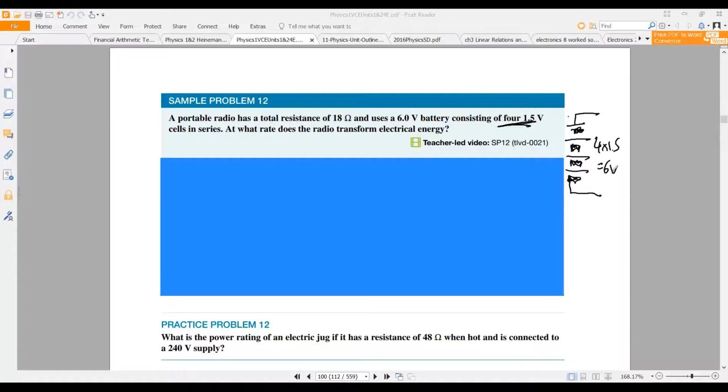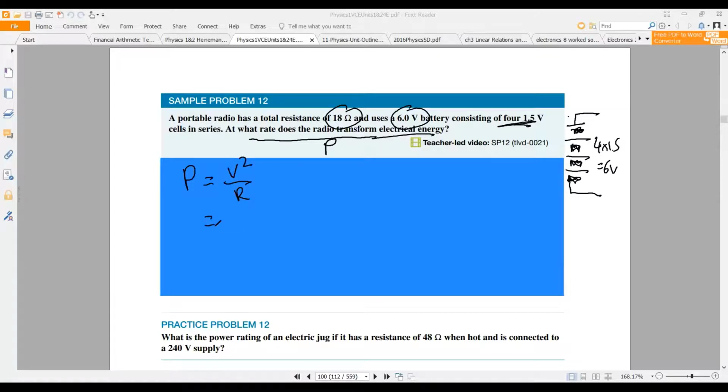If they were in parallel, you would have less voltage, but you'd end up with more current. But we'll talk about that later on. Let's talk about these bad boys here. In this case, we want to know at what rate the radio transforms energy. Well, we're looking for the rate of energy transfer. We're looking for power. In that case, we need to use one of our 2 formulas. We've got the voltage, we've got resistance, so it makes sense to use V squared on R.